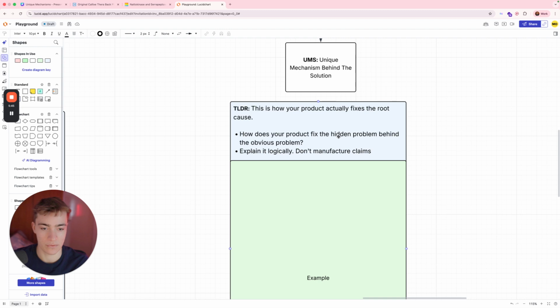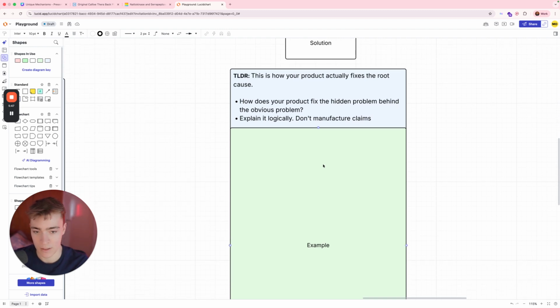So, basically how it fixes the root cause. So how does it fix the problem behind the obvious problem? And then just explain it logically and don't manufacture any claims. You can just explain this.